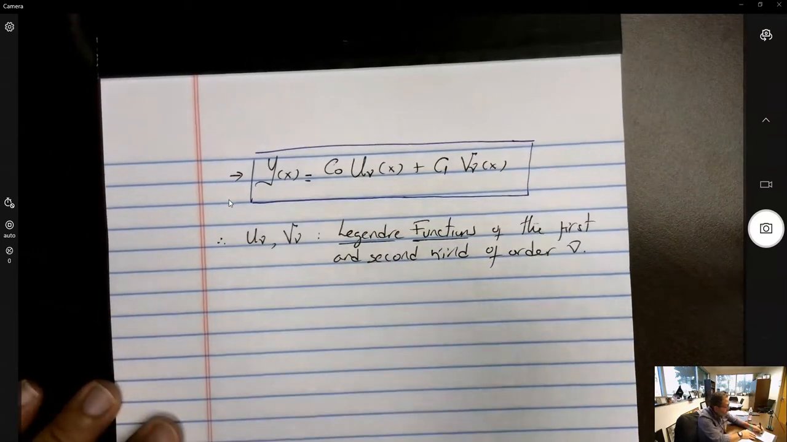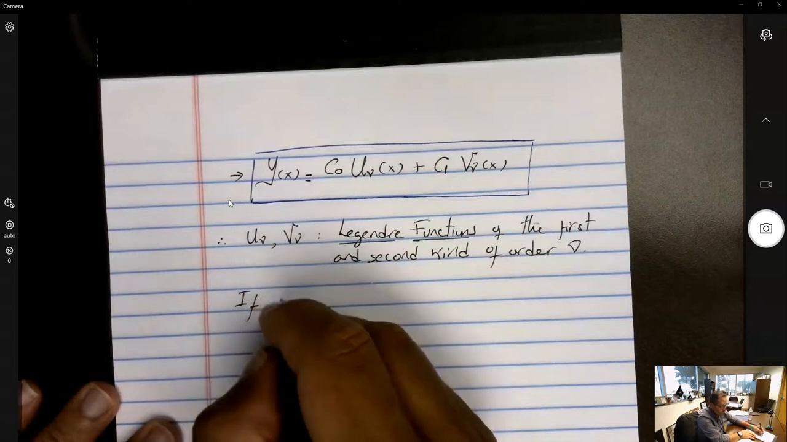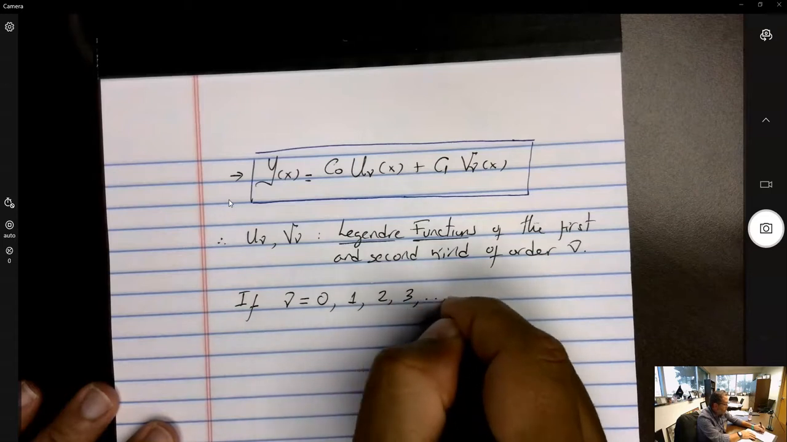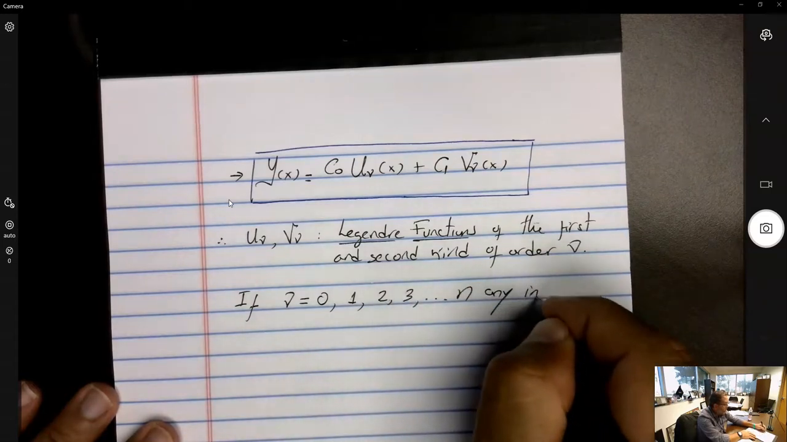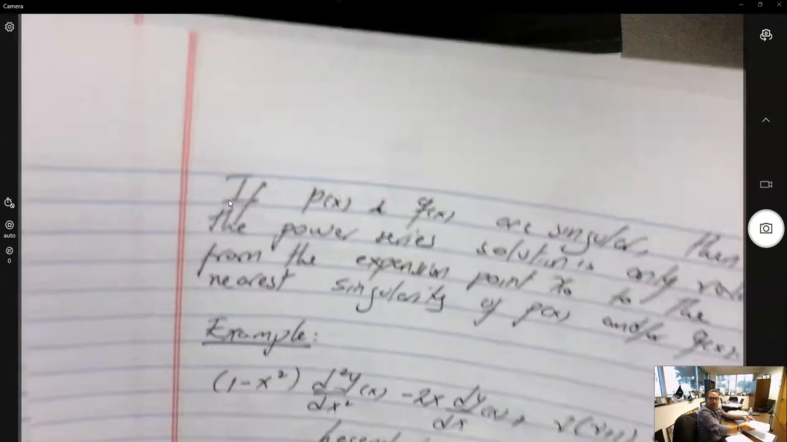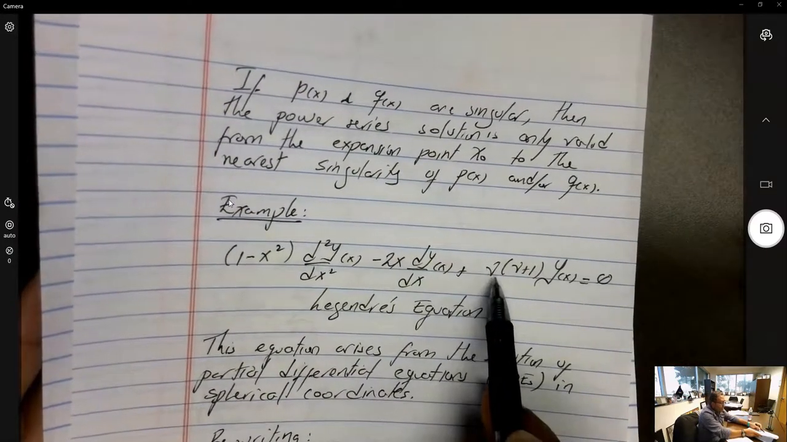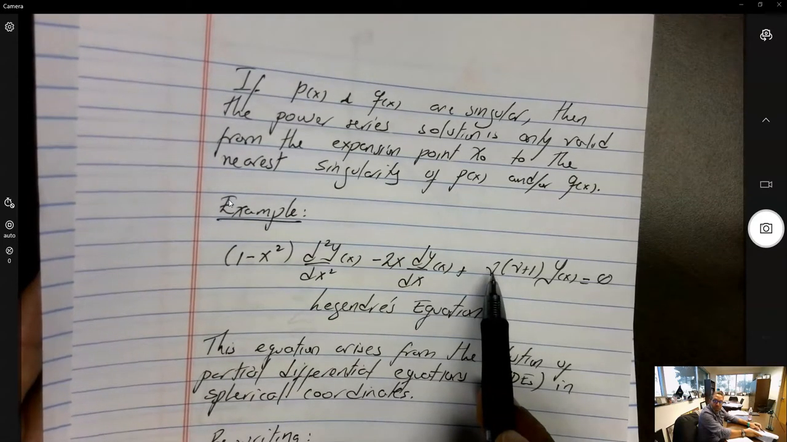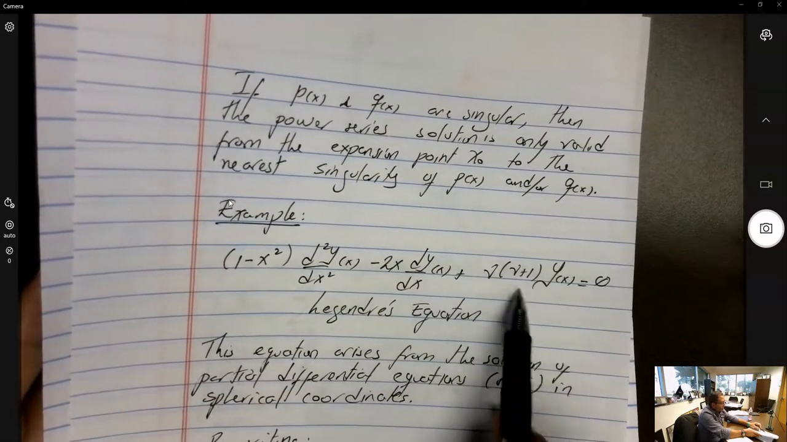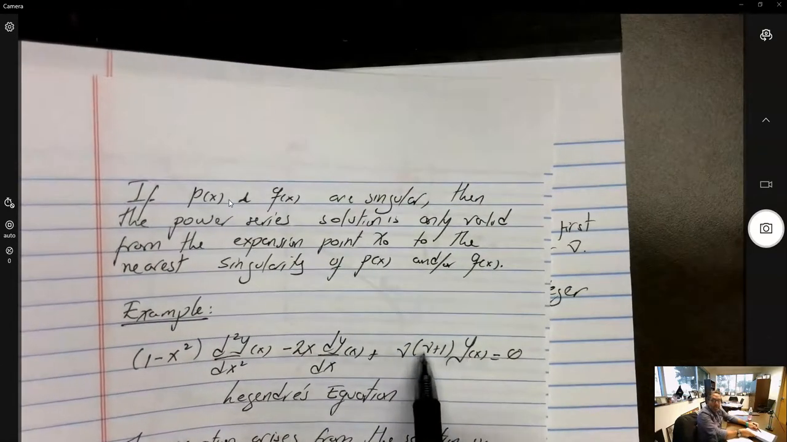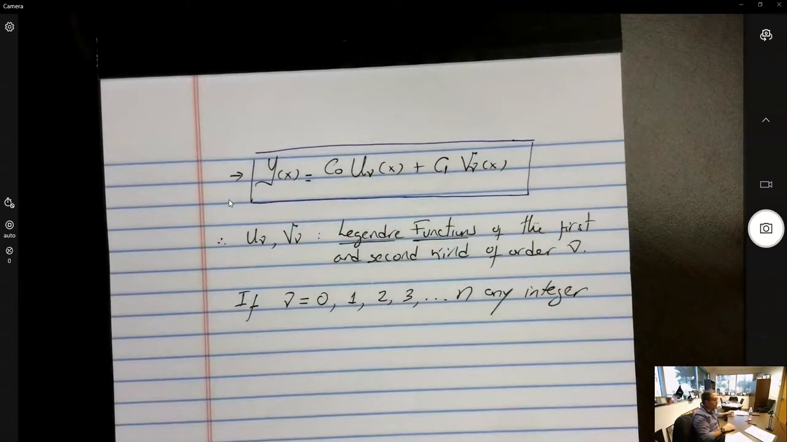Now, it turns out that if nu is equal to 0, 1, 2, 3, or any integer, so if the original nu on the Legendre equation right here happens to be an integer, so say for example this number is 6, then that means that nu is equal to 2. So 2 times 2 plus 1 is equal to 6. So if this equation is written as 6y, then you know that nu is an integer. But if this is 7y, then nu is not an integer. You cannot factorize an integer out of that.